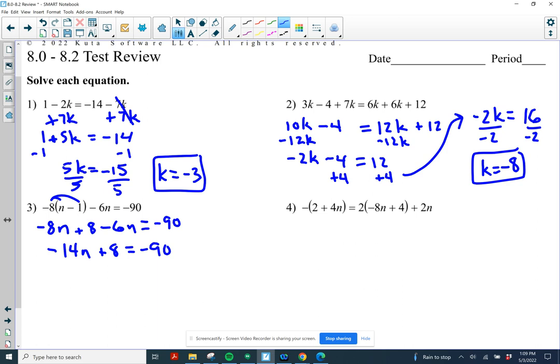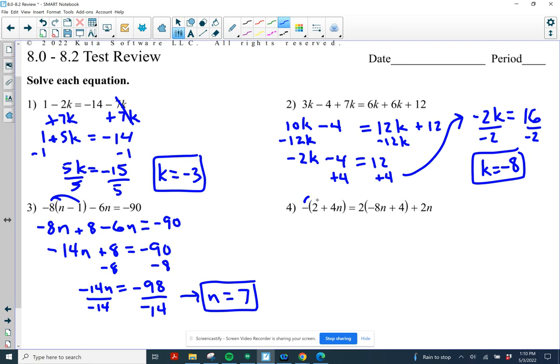I'm going to subtract an 8 from both sides. Negative 14n equals negative 98. We're going to divide both sides by negative 14. And we have n equals, negative divided by negative is a positive. Grab that calculator if you want to, but it should come out to a positive answer. Negative 98 divided by negative 14 is positive 7. So n equals 7.